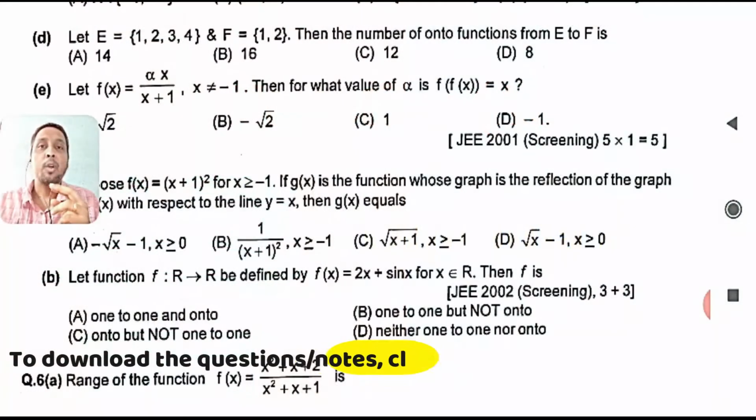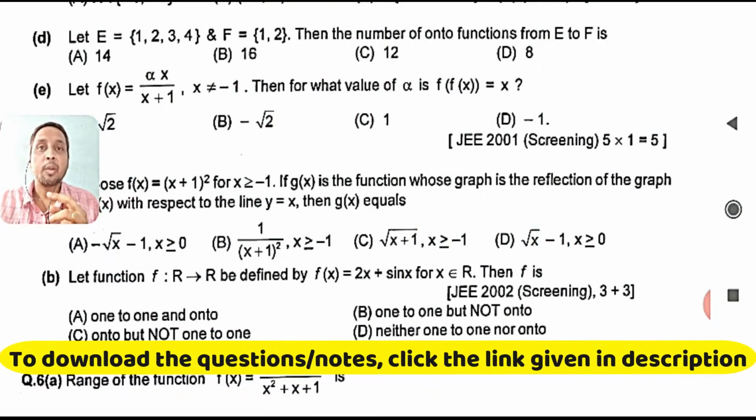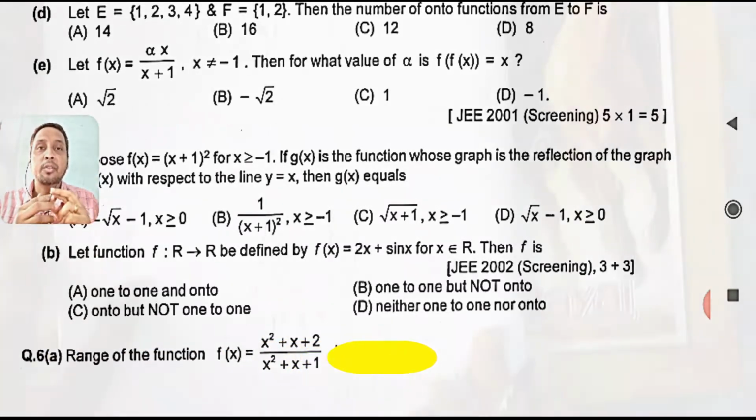Okay students, welcome all to this new lecture in advanced level, where we are solving previous year IIT JEE questions on functions. So today we will be solving from question number 4d to 6a. Okay, then let's try to solve these questions.